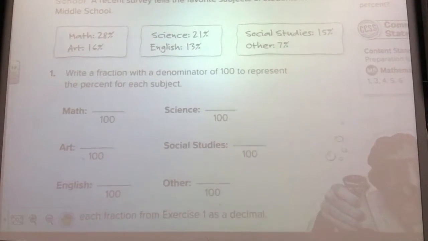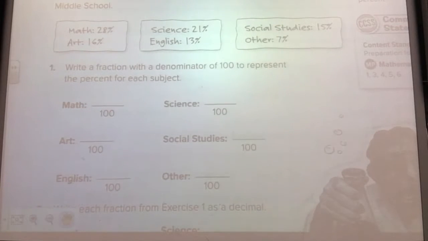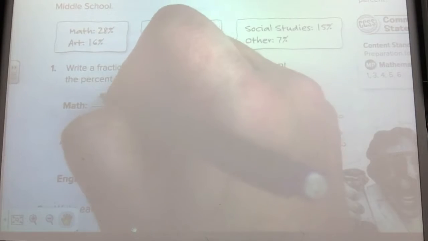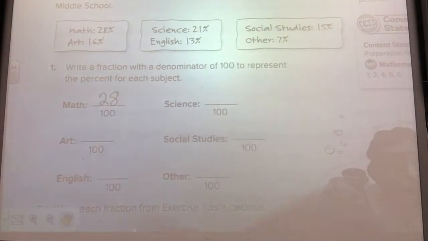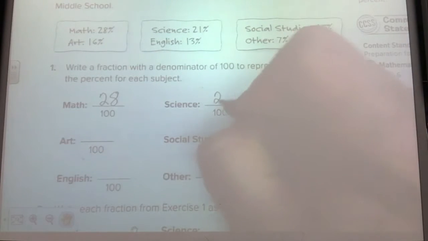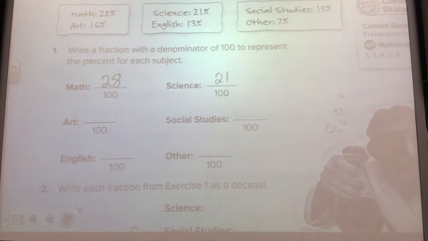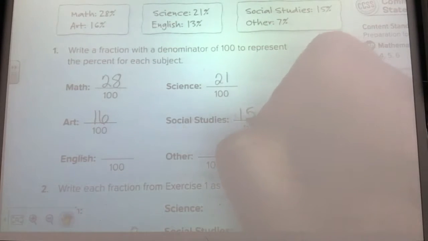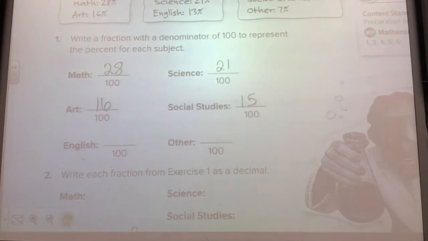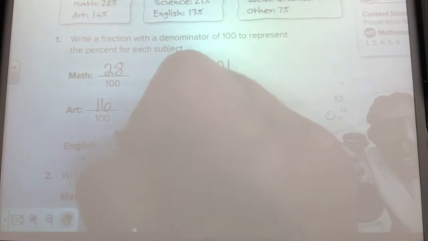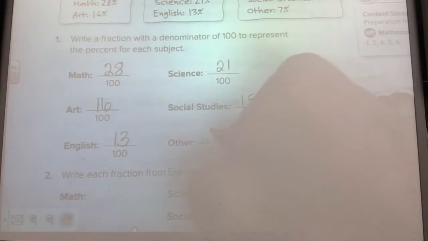All right, they want us to write the fraction with a denominator of 100 to represent the percent. So just like we did in lesson 2, we're just writing these numbers over 100. Easy peasy. So math, we got 28%. It's just 28 over 100. Science, we've got 21%. It's 21 over 100. What do we have for art? Good. 16%. 16 over 100. Social studies, 15 over 100. English, 13%, and our other is 7 out of 100.